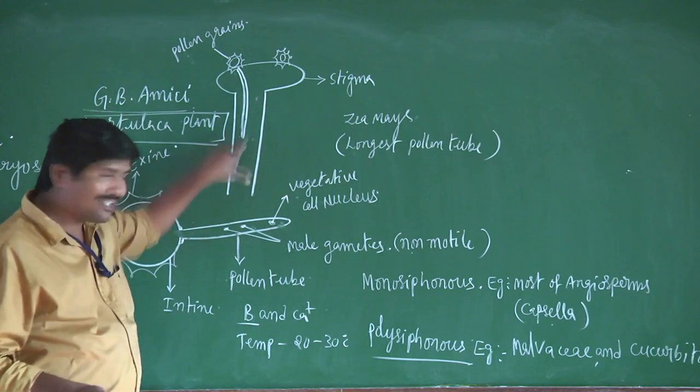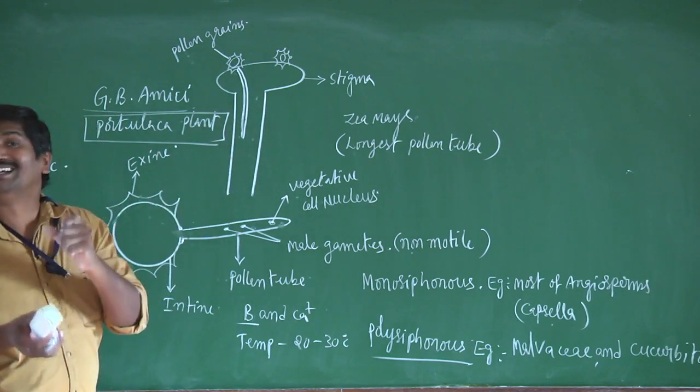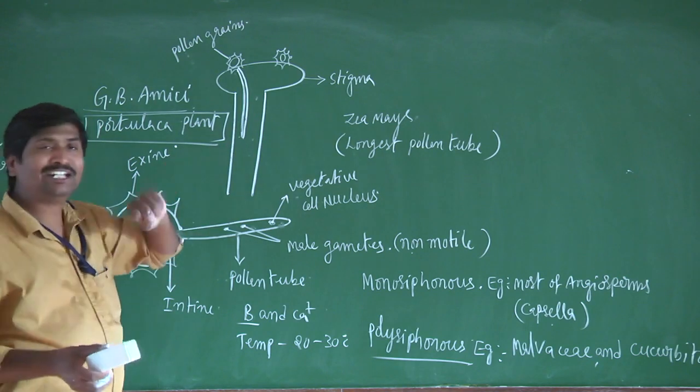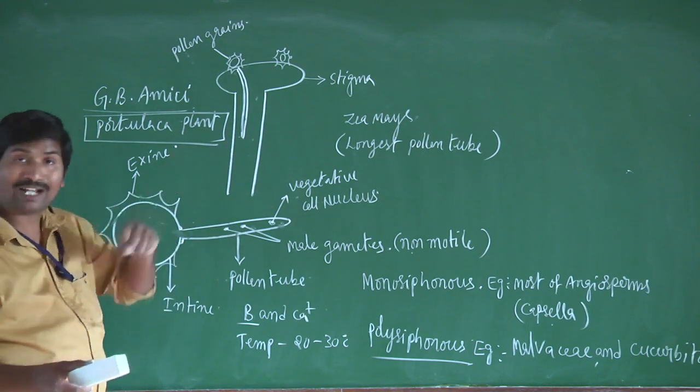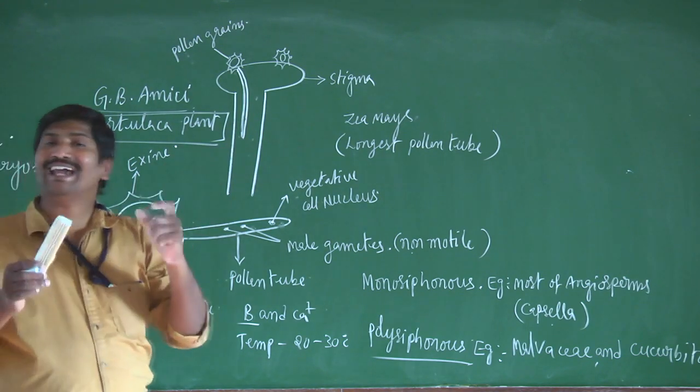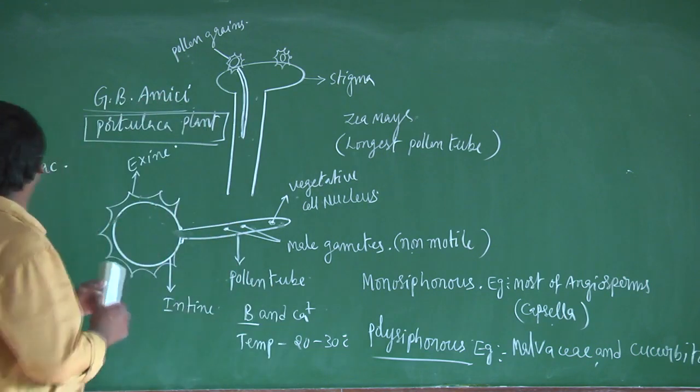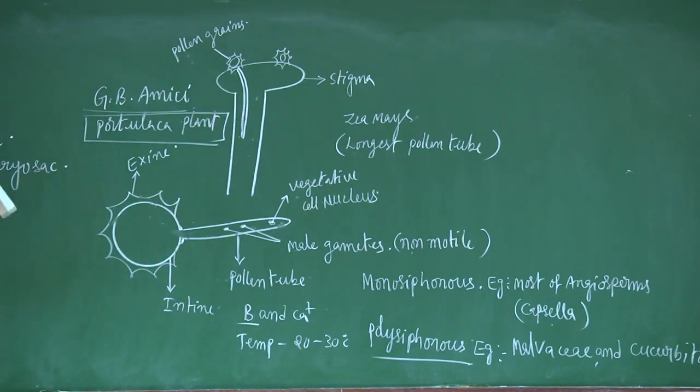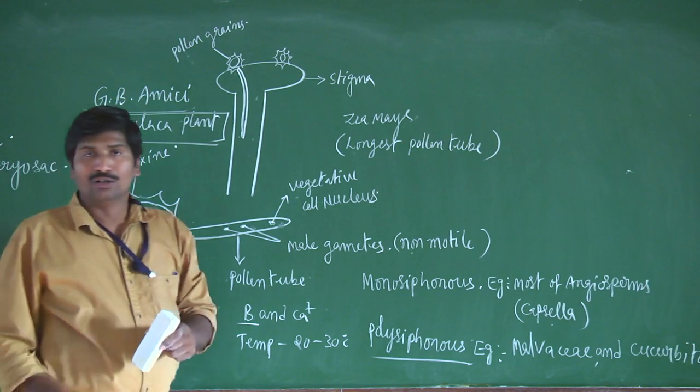Okay, the style is a solid tissue. This solid tissue is broken by the pectinase enzyme. Okay, so next one, the entry of the pollen tube into the ovary.